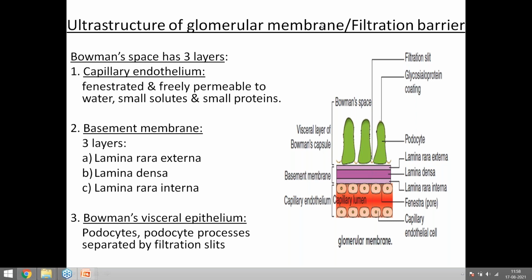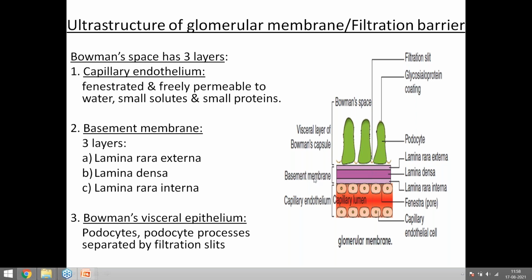So the glomerular membrane refers to the membrane that separates blood of glomerular capillaries from fluid present in the Bowman's space, and therefore it is also called a filtration barrier. It consists of three main layers. What are those? First is the capillary endothelium. Here, this is your capillary endothelium. It is fenestrated, which means it contains pores with a diameter of 70 to 90 nanometers and are freely permeable to water, small solutes, and even small proteins.